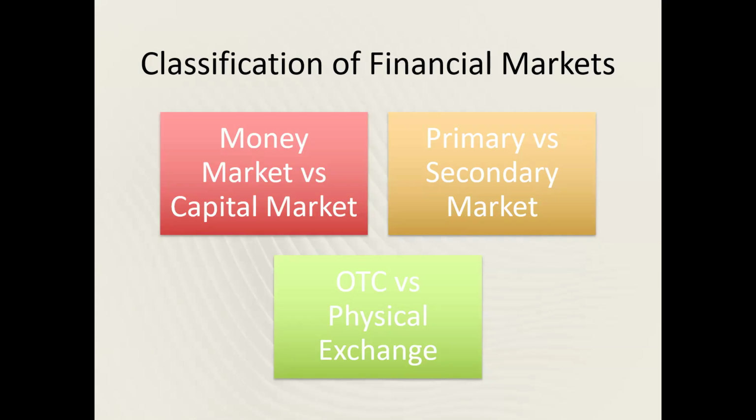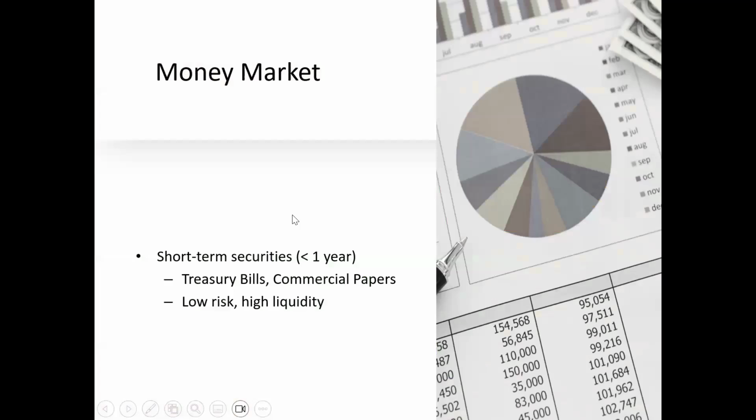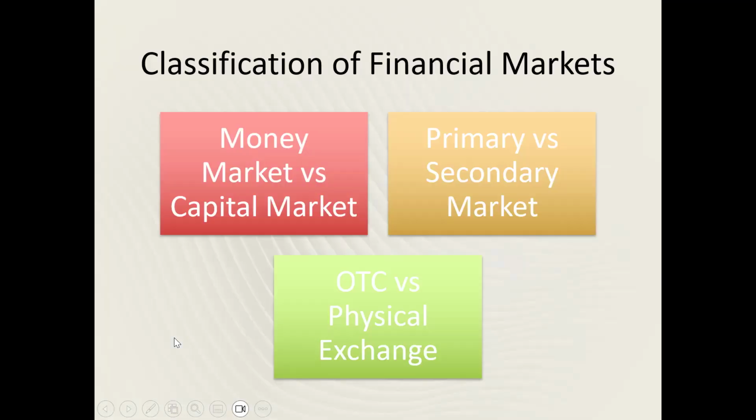Now let's look at classification of financial market. Financial market can be classified into money and capital market. So you see, I'm saying money market versus capital market. Now, money market is used for trading short-term assets. Then we have money market versus capital market, primary market versus secondary market, and OTC, over the counter, versus physical exchange.